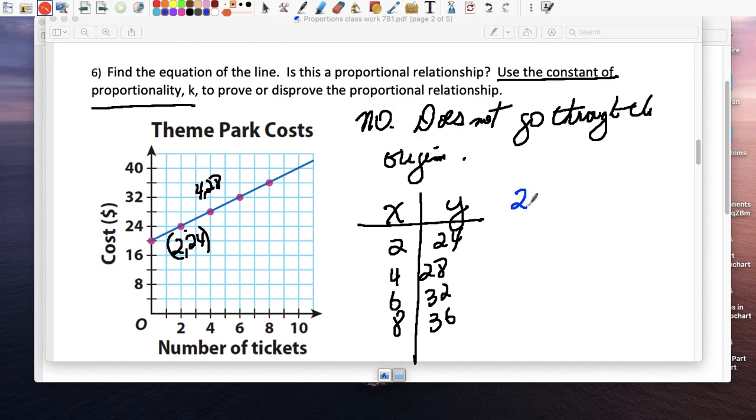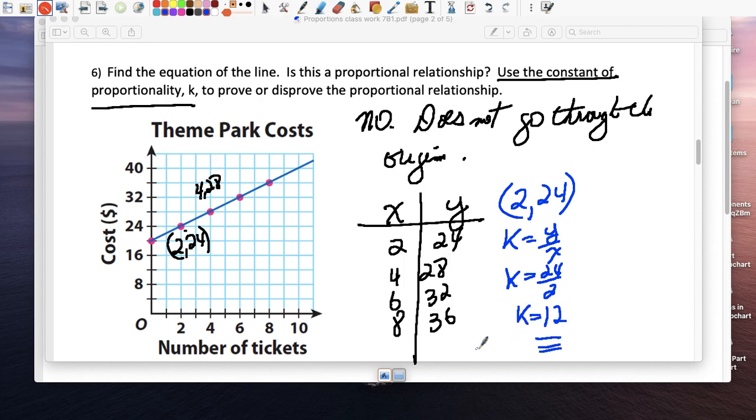So let's use the point (2, 24). If you use the point (2, 24) and you do y over x, you get k equals 24 over 2. And if it was proportional, everything should have been multiplied by 12. Let's take another point, (4, 28). If this was a proportional relationship, we should also get 12, but k equals y over x, k equals 28 over 4, which is definitely not 7.